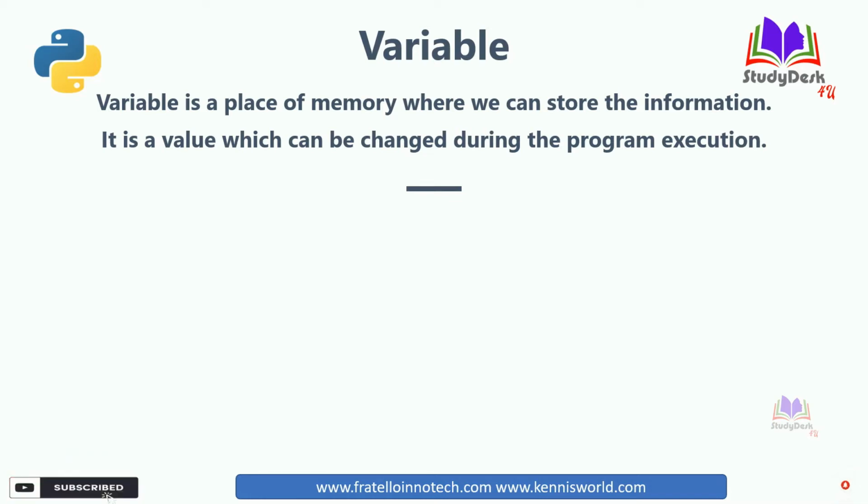It is a value which is generally changed during program execution. That means a variable always varies from requirement to requirement. Initially we may initialize some value, but later on we can change it. So finally, a variable is a simple value which is used in the program.